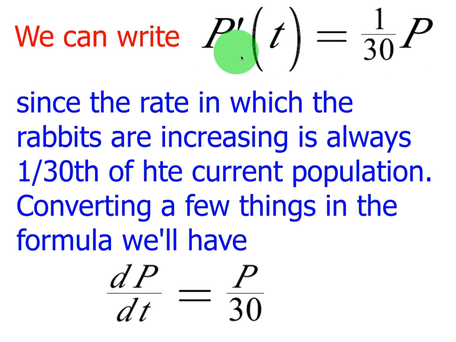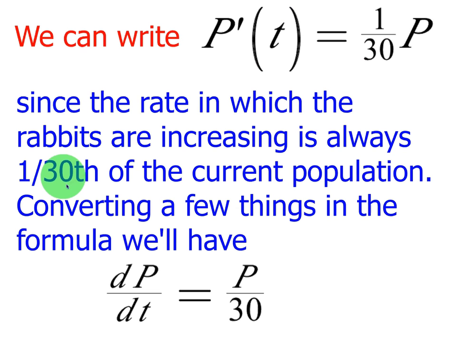So to represent this using a differential equation, the rate at which the population is changing is equal to 1/30th of the amount present. This can be explained in this sentence right here: the rate at which rabbits are increasing is always 1/30th of the current population. So let's say somewhere down the line we have 300 rabbits. 1/30th of that would be 10 in that particular month. We'd be increasing the population at a rate of 10 rabbits per month.